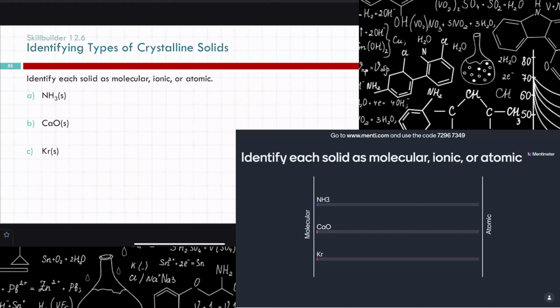Okay, so yeah, you can move each slider for these. 0 is going to be molecular, 1 is going to be ionic. So 0 is molecular, 1 is ionic, and 2 is atomic for each of these on the Mentimeter quiz, or Mentimeter slide.